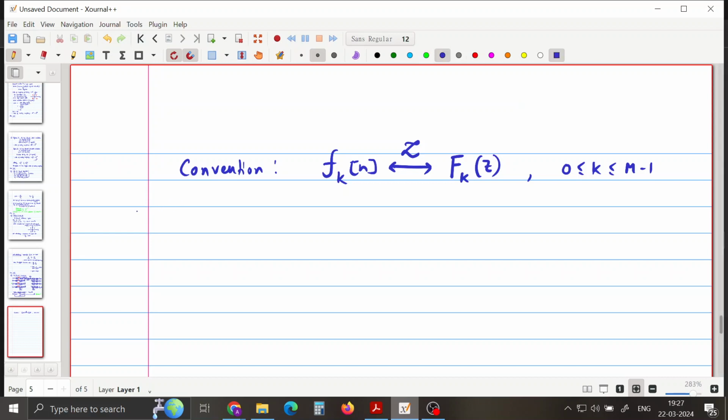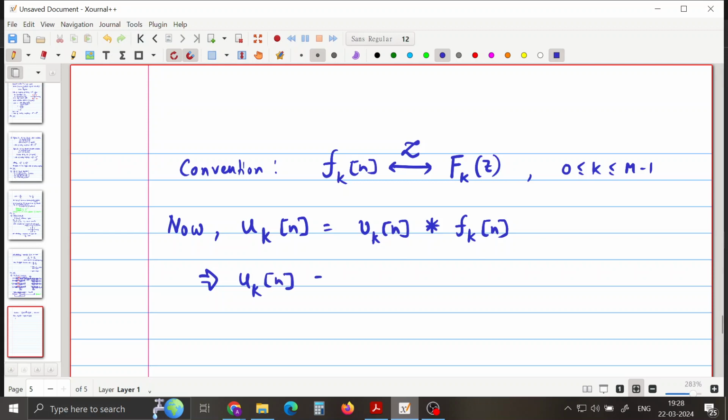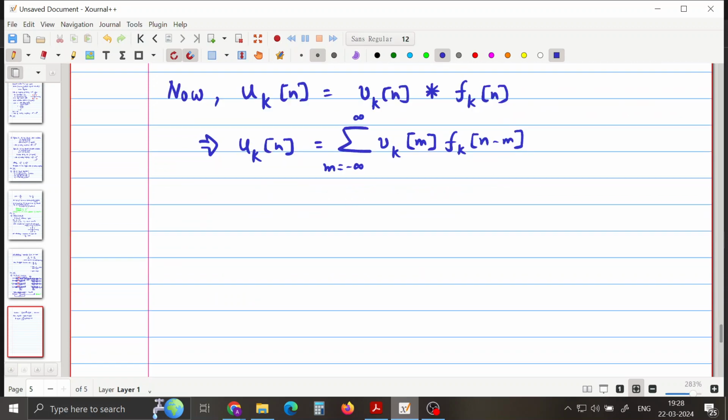So I can write now Uk of n is Vk of n convolved with Fk of n, right? And so this is the discrete time convolution. So for Uk of n, we know the formula of discrete time convolution. So we have summation Vk of m, I'll use a dummy variable m, Fk of n minus m, summation m running from minus infinity to infinity, right? Okay, this is fine.